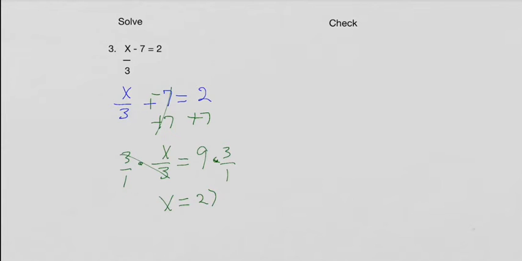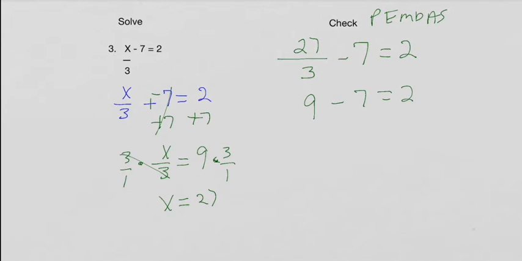Now we're going to come over and check, and we're going to use PEMDAS. So we're going to take our 27, where the x was, divided by 3 minus 7 equals 2. So PEMDAS says we need to do our division first. So 27 divided by 3 is 9 minus 7 equals 2. Keep, change, change. So now we're going to have 2 is equal to 2.